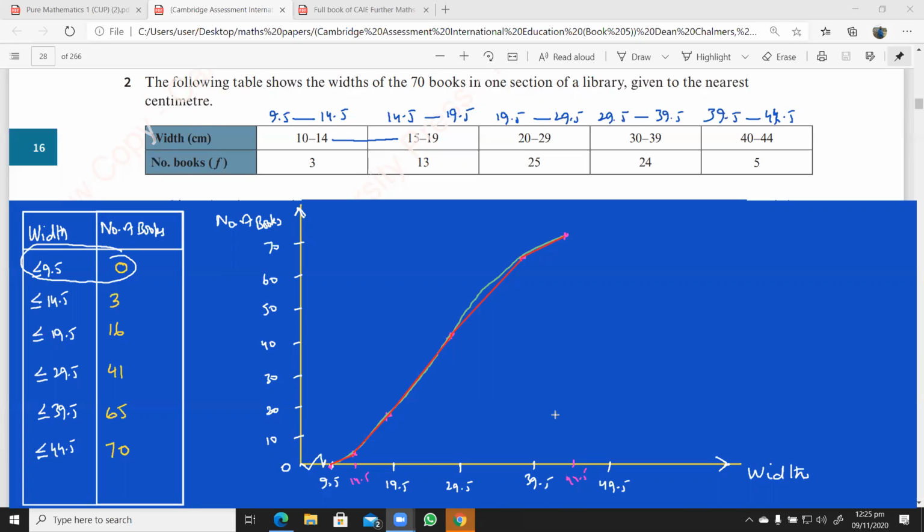I hope you have recalled how to draw a cumulative frequency curve or a cumulative frequency graph. Is it so, bachon? Or do you need to ask something? Are you clear how to draw the cumulative frequency curve? Yes, sir. Okay, from this, I will take you to the next video where I'll be telling you how to draw a box and whisker plot. And we shall also discuss why we need to find the interquartile range.